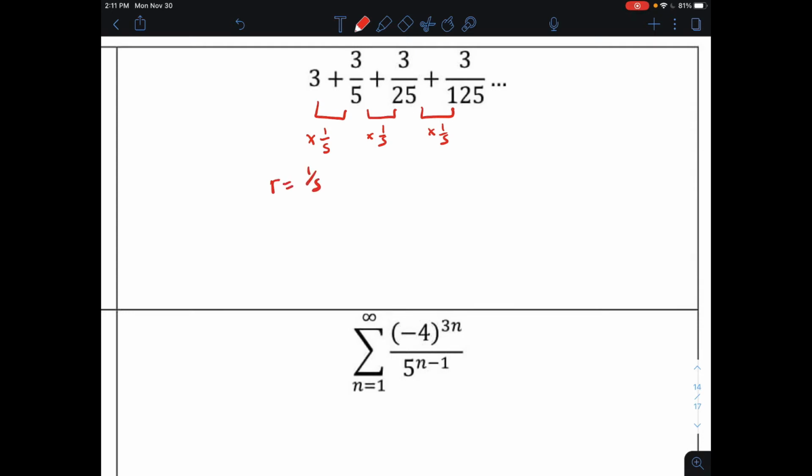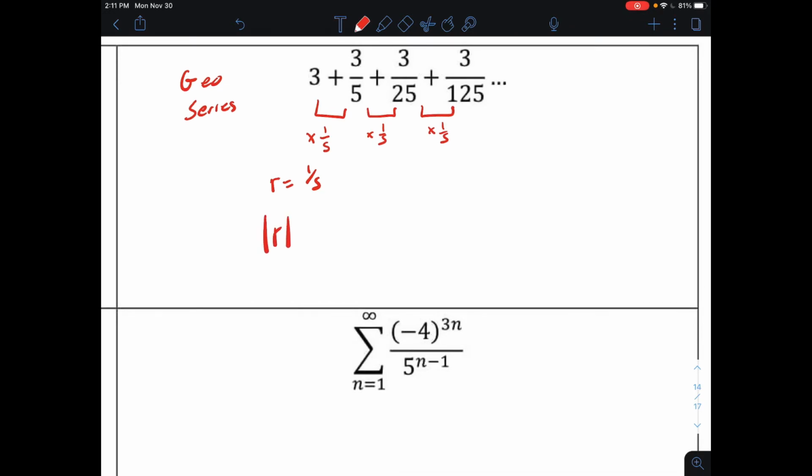Well, this is a geometric series. It's a geometric series because I'm multiplying by one number to get to the next every single time. And so what it's telling me is that since the absolute value of r is less than 1, the absolute value of 1/5 is less than 1, this series will converge according to the geometric series test.